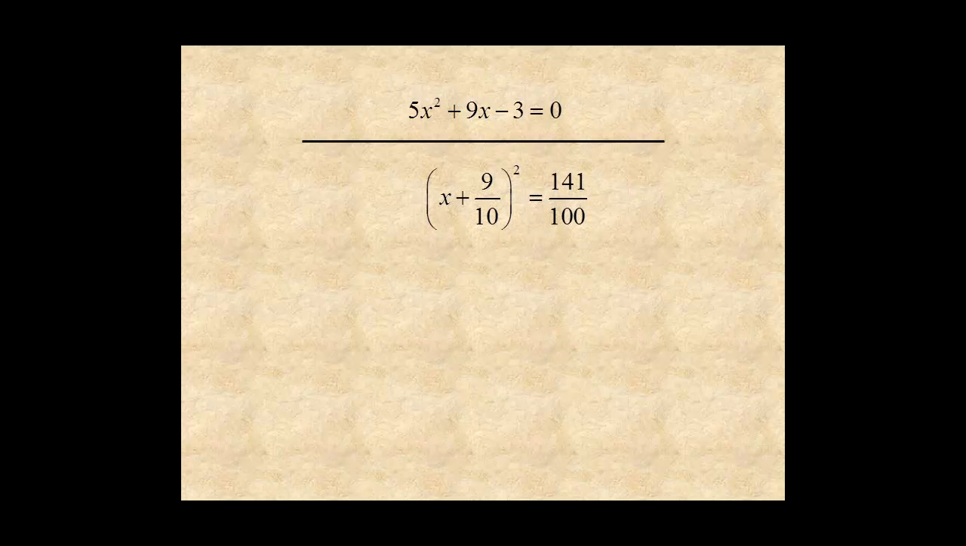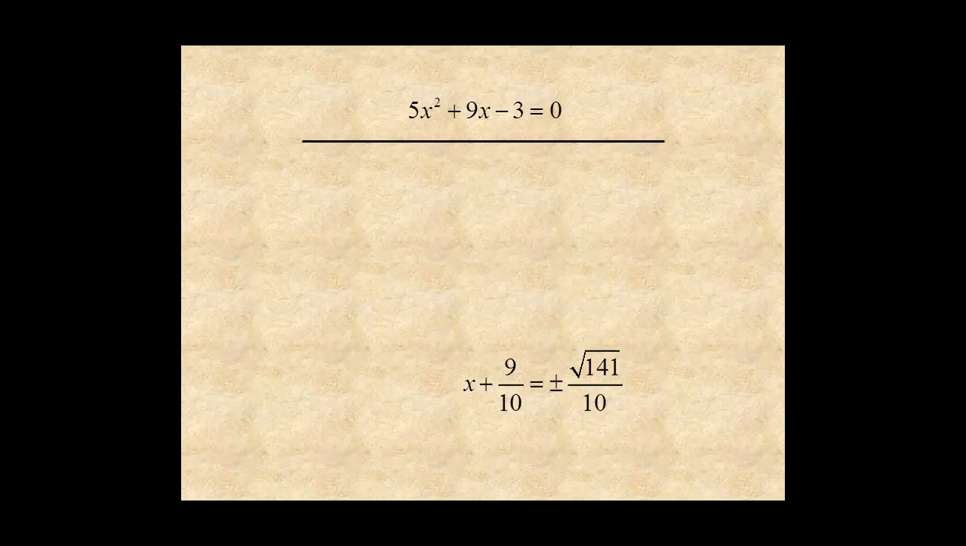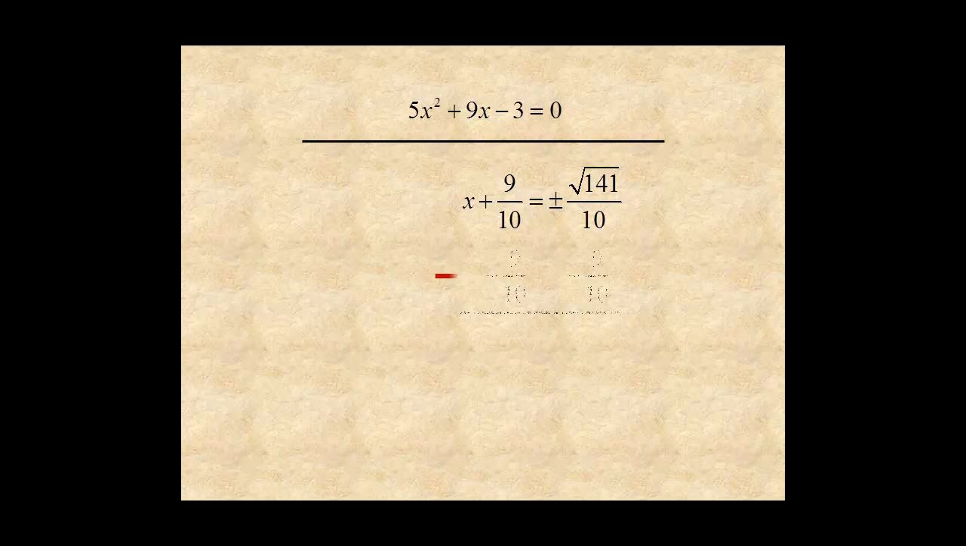Next, take the square root of both sides. For x plus 9 over 10 equals plus or minus radical 141 over 10. Then subtract 9 over 10 from both sides. For x equals negative 9 over 10 plus or minus radical 141 over 10.